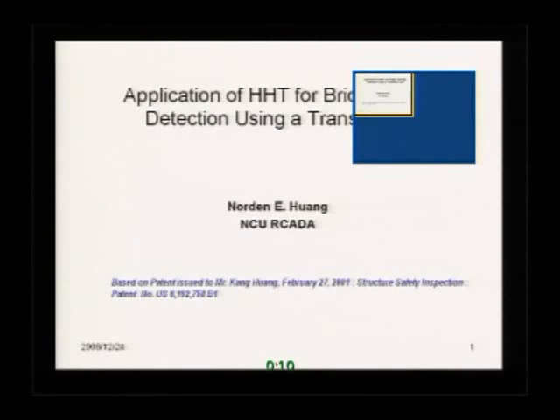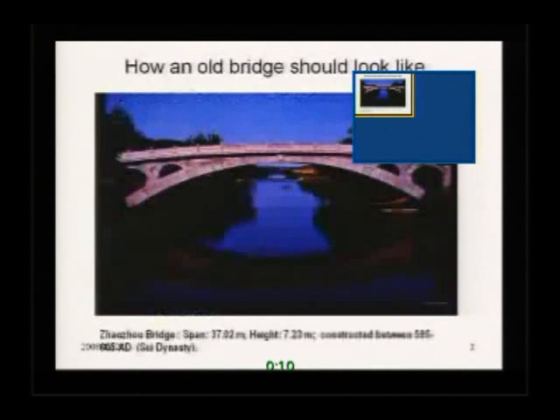From now we're going to all discuss application. Today I'm going to discuss the application of applying HHT for bridge damage detection. Bridge. Everybody has to use bridges. This is a very old bridge.